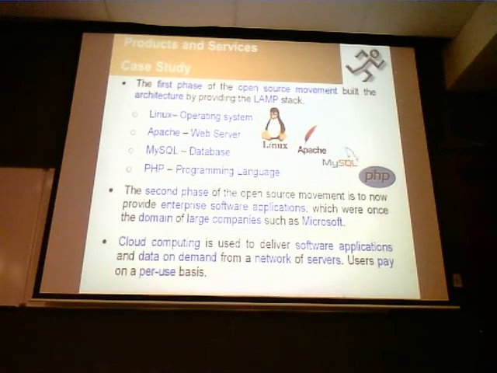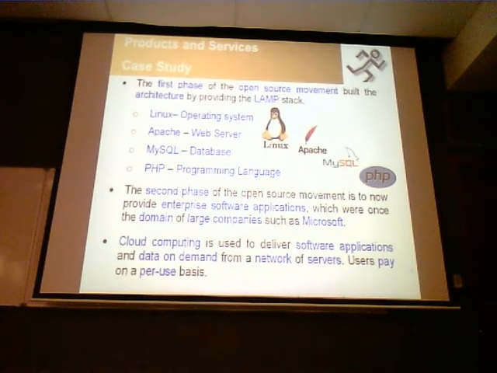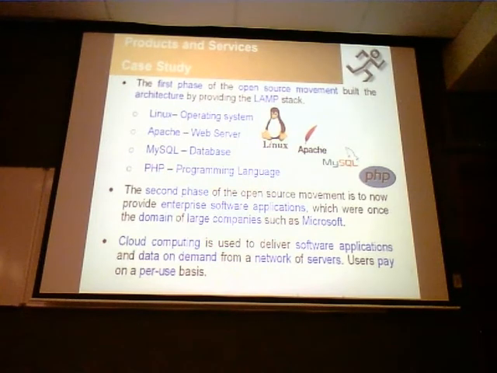Now, the first phase of the open source market was to put out its LAMP stack called the operating system, which was Linux, the web server, MySQL for the database, and PHP for the programming language. Now, that's worked for a while, but if the open source community is going to take on the likes of Microsoft and these big corporations, the next phase is to develop enterprise software applications. For instance, put all that together and develop a Word application or an accounting system or a customer relationship management system. So that's what's happening in the open source community now.